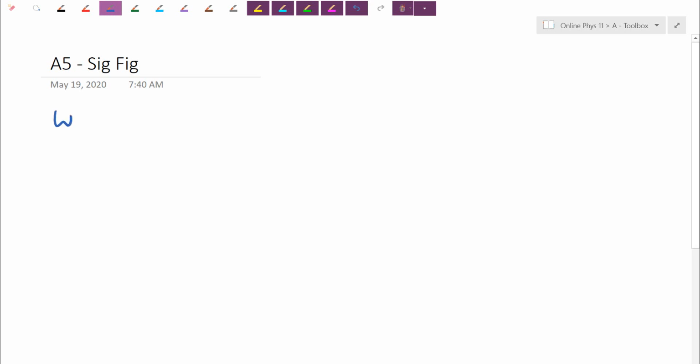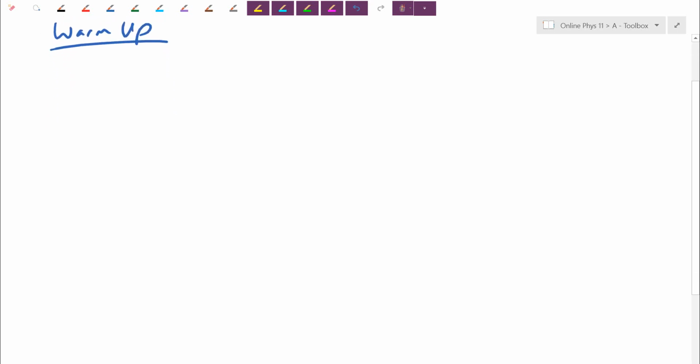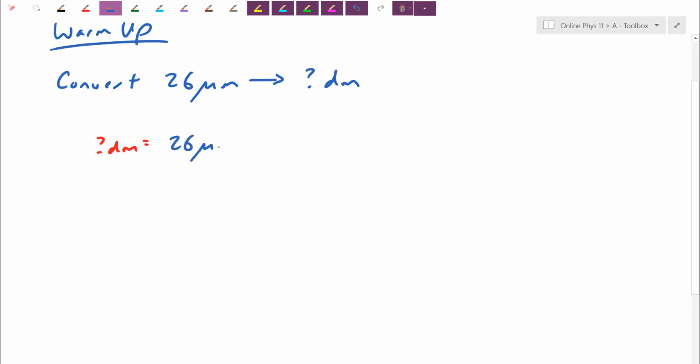So let's just start off with a quick practice here, just doing a quick conversion. I want you to see if you can convert 26 micrometers into decimeters. Hopefully by this time you've had enough practice. So we're going to go question mark decimeters. That's the final unit that I want. In this case I have 26 micrometers, or 10 to the negative 6. What I want to do is convert micrometer over to decimeter.